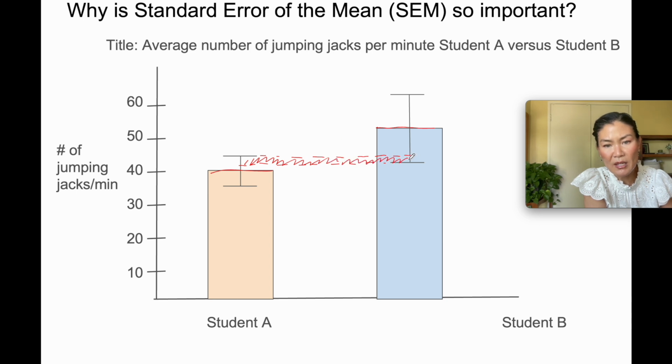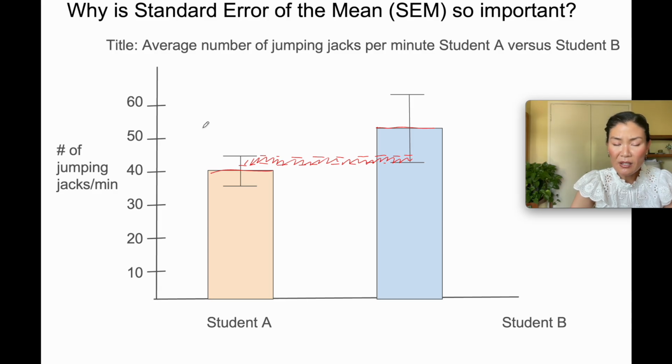And that shows me, because there's overlap, student A and B, there's not a statistically significant difference between the two. There is a slight difference, but it's not significant, and we say that it's not significant because there is overlap. There are some points in their 20 different trial times of doing jumping jacks where the two students were equal. Maybe student A did better at some times than student B. So there is not a significant difference between student A and B.